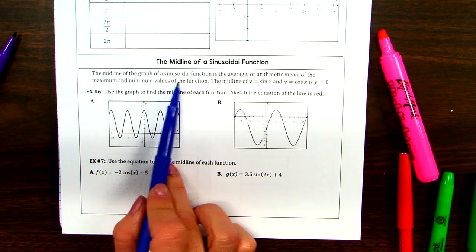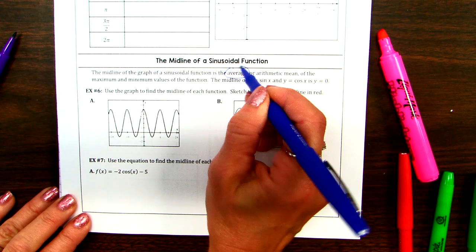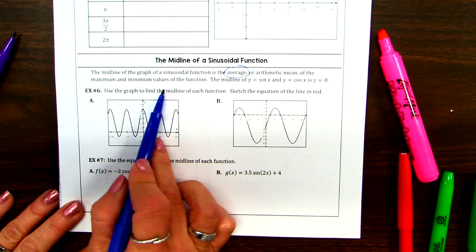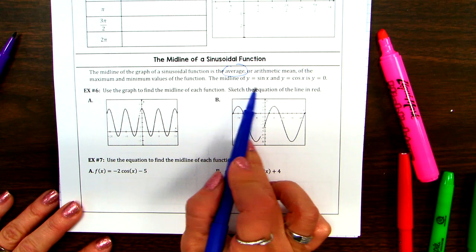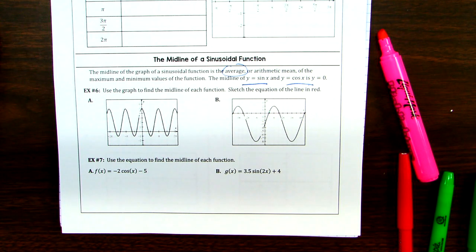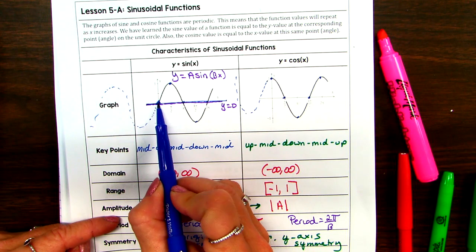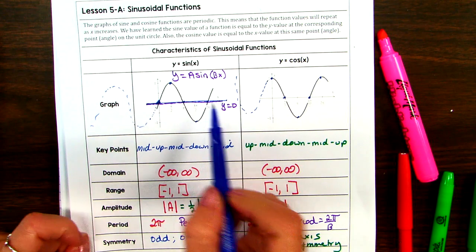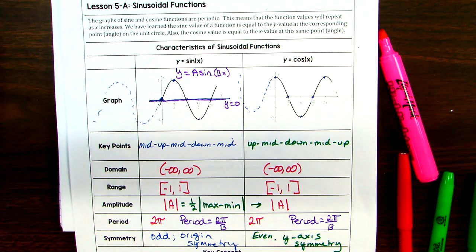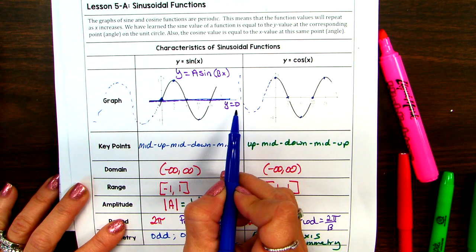The midline of the graph of a sinusoidal function is the average, that's the word we need, of the max and min values of the function. The midline of the parent functions is just 0, right? If you don't move your graph up and down, if it's just the parent function where you're at the x-axis for middle, up, middle, down, middle, meaning there's no number at the very end, like a k, which I'm now calling d, if it doesn't move up or down, then your middle is just y equals 0, okay?